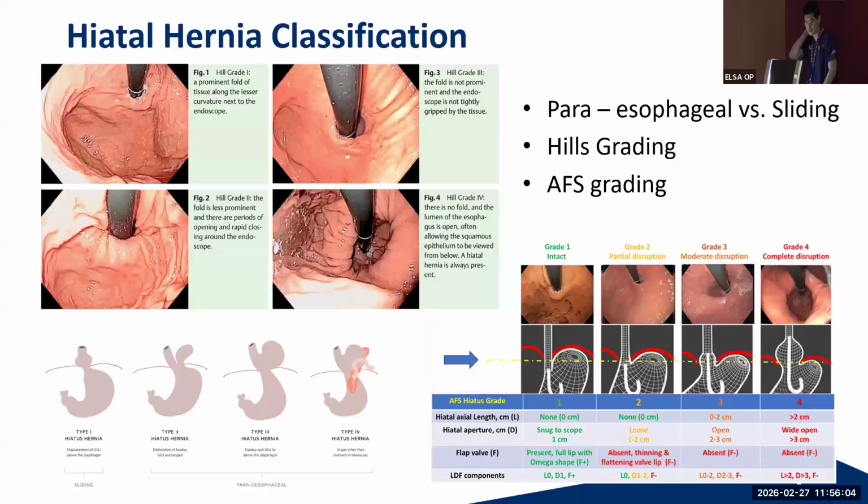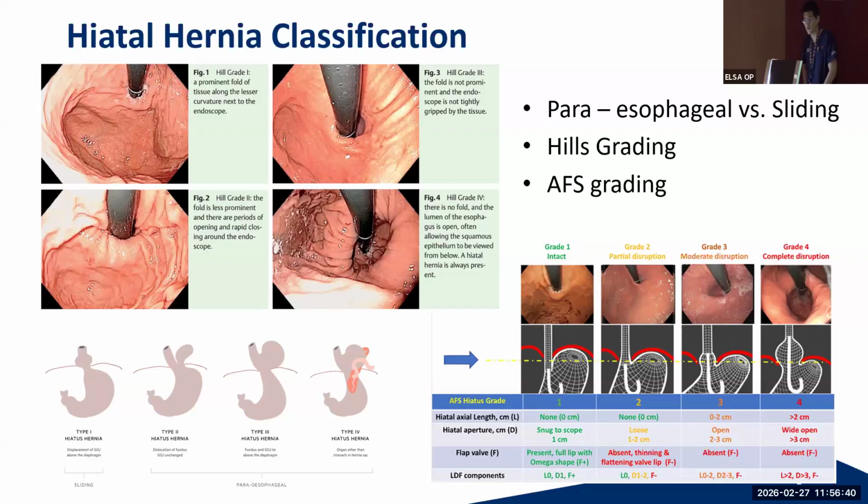Anyway, for hiatal hernia, it's important to understand the classification. We've got a few classifications. Traditionally we always talk about the Hill grading for hiatal hernia, which is divided into grade 1 to grade 4, but it's not very specific and it's very operator dependent. I think we also know that most of us who are surgeons classify hiatal hernia from type 1 to type 4, type 1 being the sliding ones, and types 2 to 4 being the paraesophageal hernias that usually will require surgical repair.